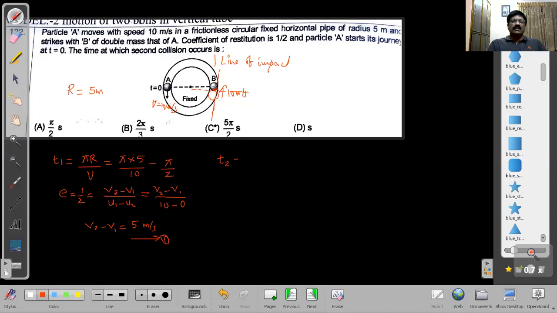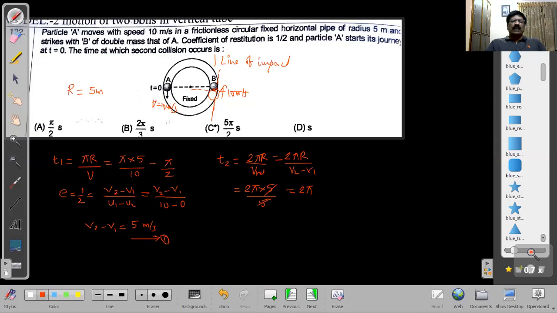The distance traveled is 2 pi r, no? So t2 is 2 pi r by the relative speed, V relative, that is equal to 2 pi r by V2 minus V1. That is equal to 2 pi into r, which is 5, by V relative, which is 5. The 5 cancels. That is equal to 2 pi seconds.